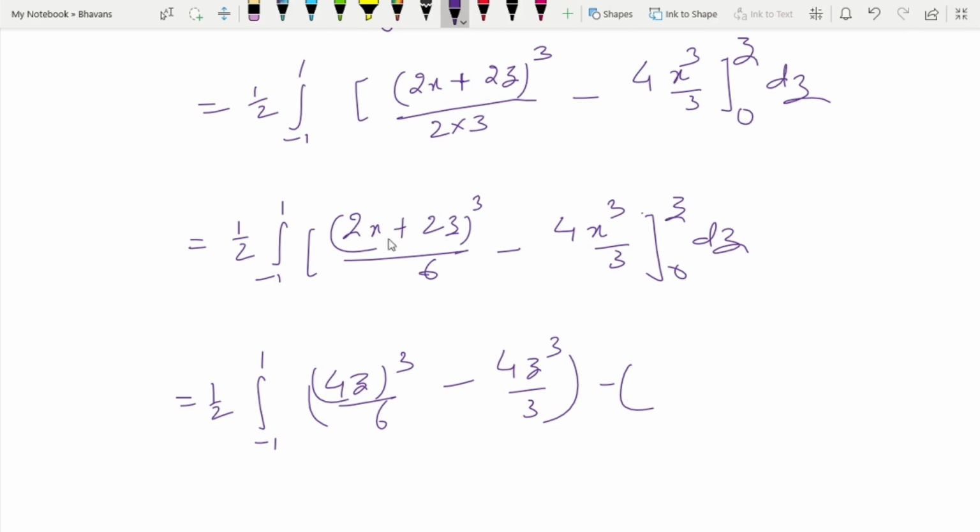x would be 0, so 0 plus 2z divided by 6 cube, and here we have 0, isn't it? Upper limit minus lower limit, and overall we have, let me write it in the proper way. So when I have substituted the lower limit at the place of x, so that 2x will become 0, we have 2z by 6 square minus 0 in the big bracket, that's upper limit minus lower limit, and here we have dz.